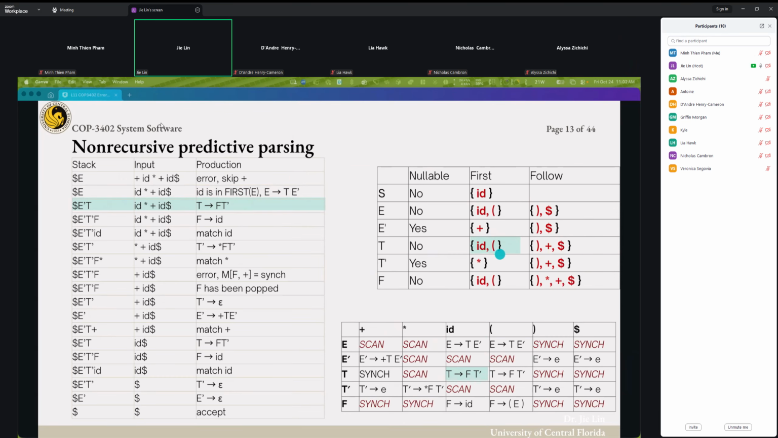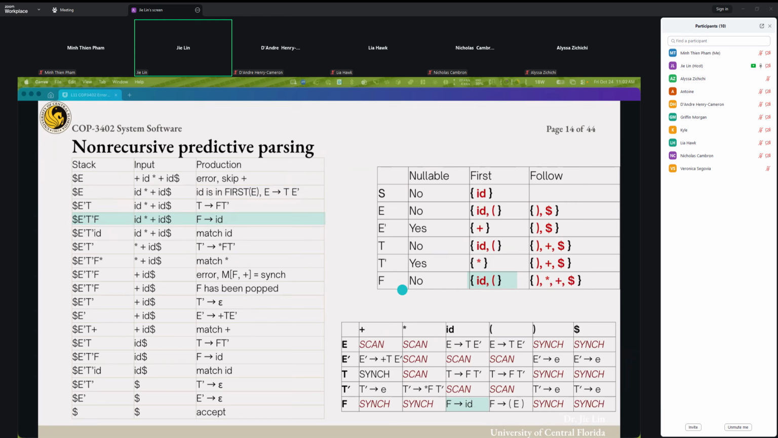In the first of T? Yes. And what is the production rule we are expanding? F T prime. Push it in reverse order onto the stack, it will be T prime and F. Okay. Now, still we have to look at ID.